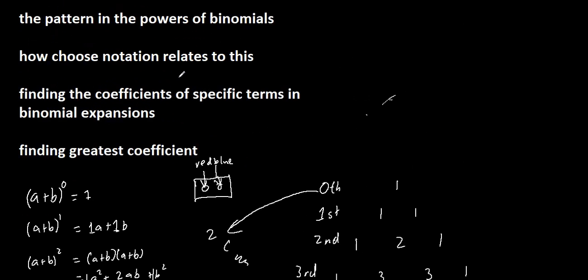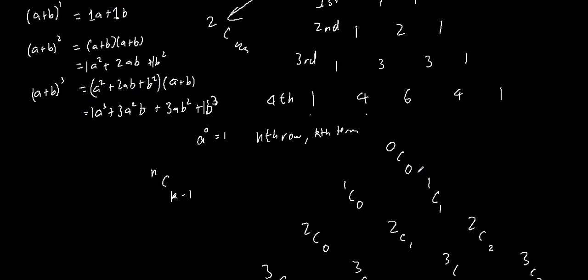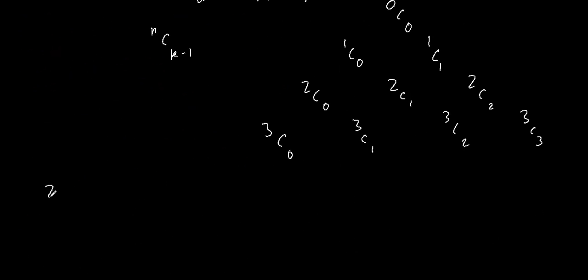How does choose notation relate to this? Basically, using this choose or the C thingo, we can start predicting the coefficients of the terms that we want to expand. If I want to get 2 plus 5x, and I take this to power 6, expanding this all out would be a massive pain.